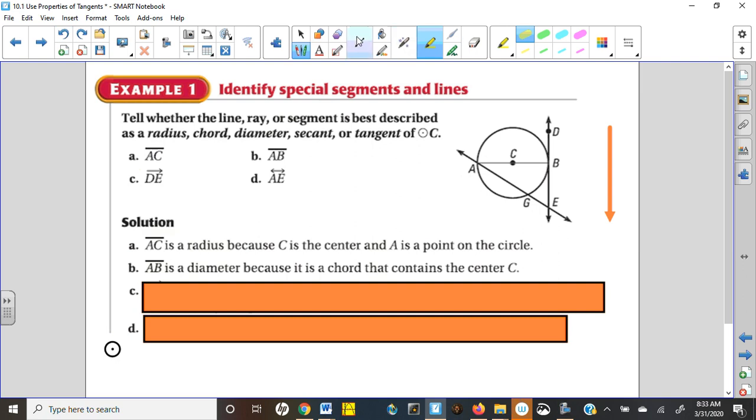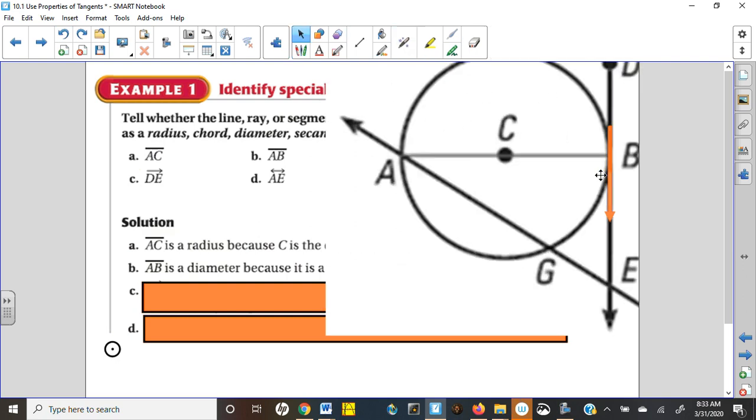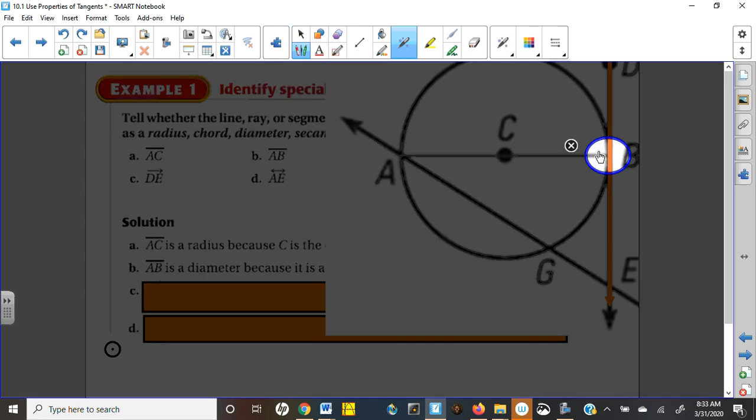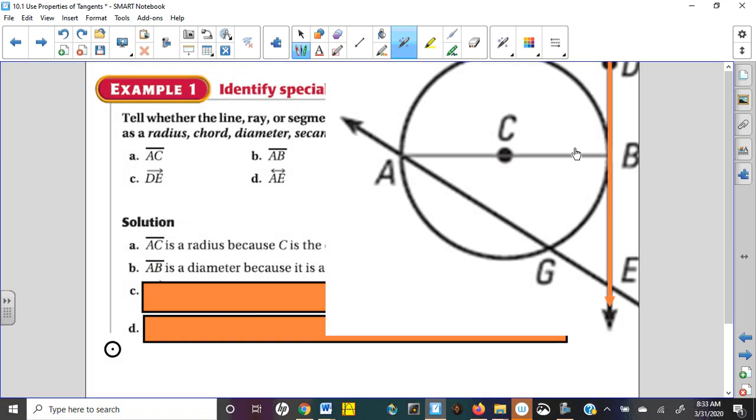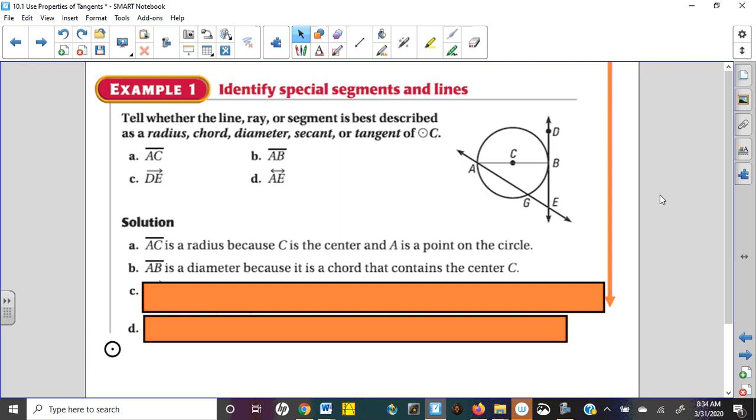Well, let's take a look. And it looks like we're starting up here at D, and then we're going down through E. And look at this. We hit point B. We hit 1 point exactly on the circle. Look at that. That's a special situation, isn't it? That has to be a tangent. Now, we wouldn't call it a tangent line in this case because it is a ray, but we could certainly call it a tangent ray. So that would be a tangent ray.